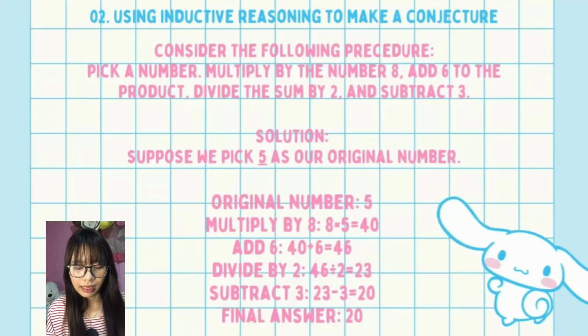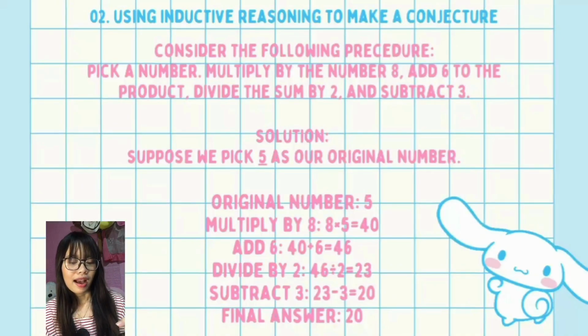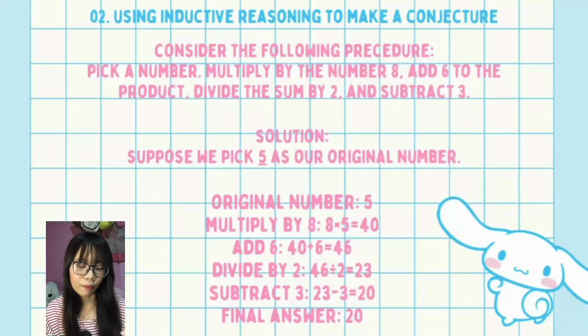Okay, so let's proceed sa example number 2. So, in the use of inductive reasoning, let us make a conjecture. Okay, so consider the following procedure. Pick a number, multiply the number by 8, add 6 to the product, divide the sum by 2, and subtract 3. So, any random numbers or several different numbers. Sa solution natin, suppose we pick 5, yung original number natin is 5. Then, gawin lang natin yung procedure, multiply by 8, add 6, divide by 2, and subtract 3. That will give us the final answer of 20.